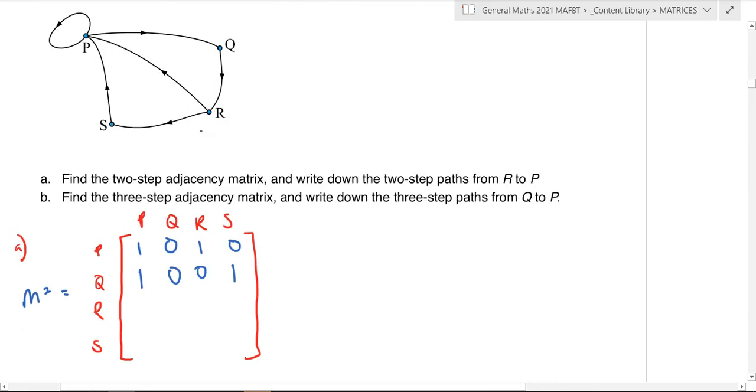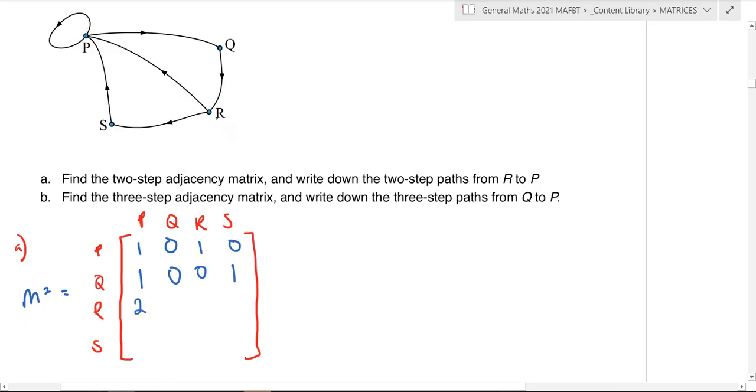R to P, so if we go from R to P, I could go R, okay, I'm at P, but the cool thing is I can actually take that loop. So there's one, that's one already from R to P, but also I can go from R through to S and then to P. That's 2. So there are actually two two-step connections from R to P.